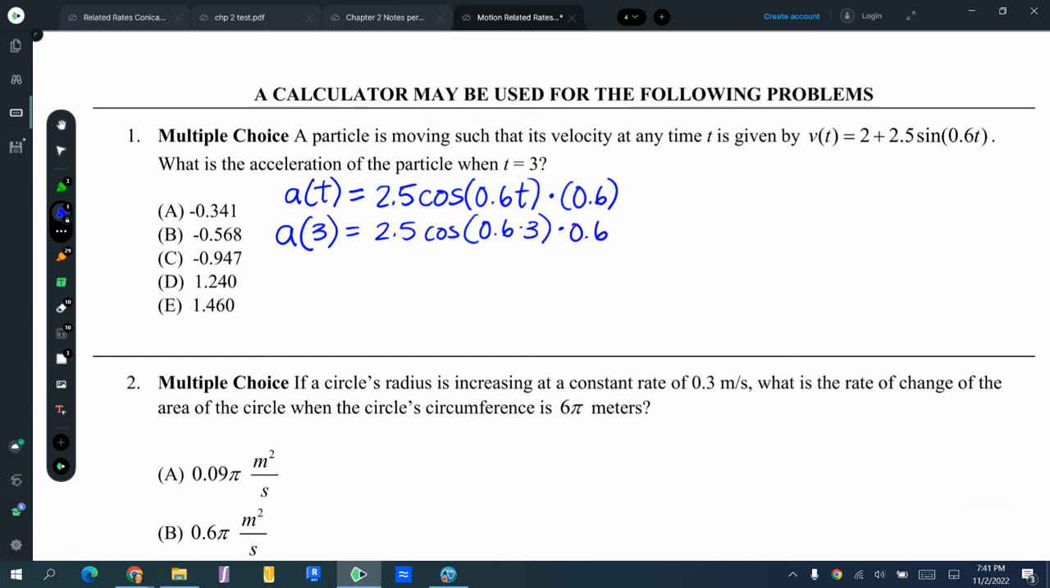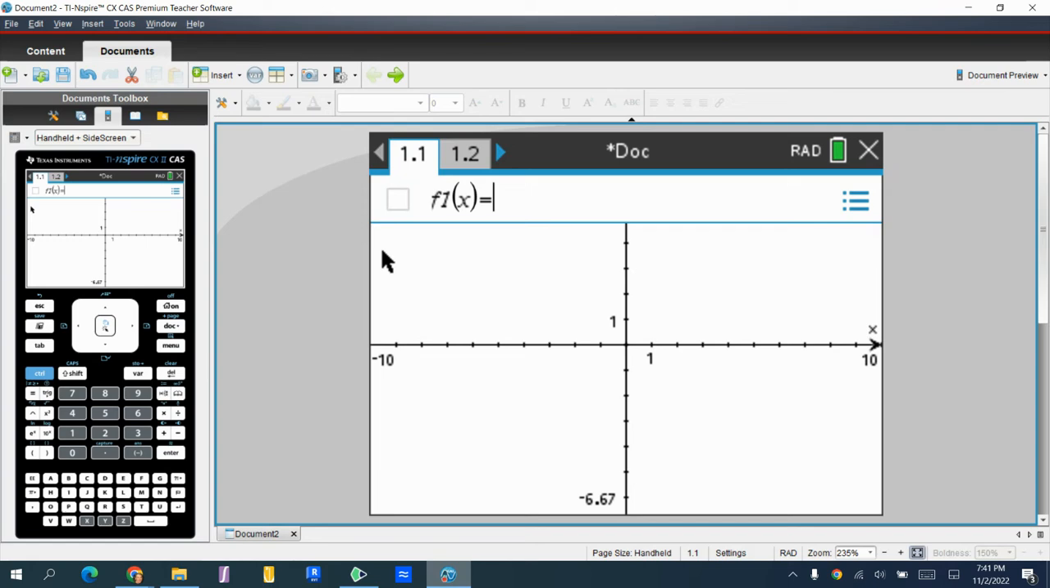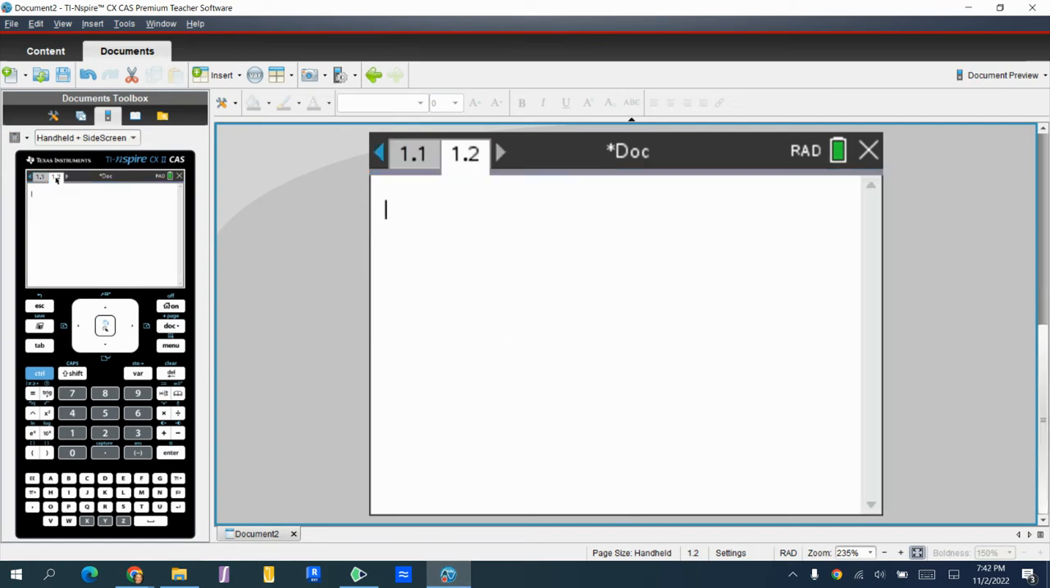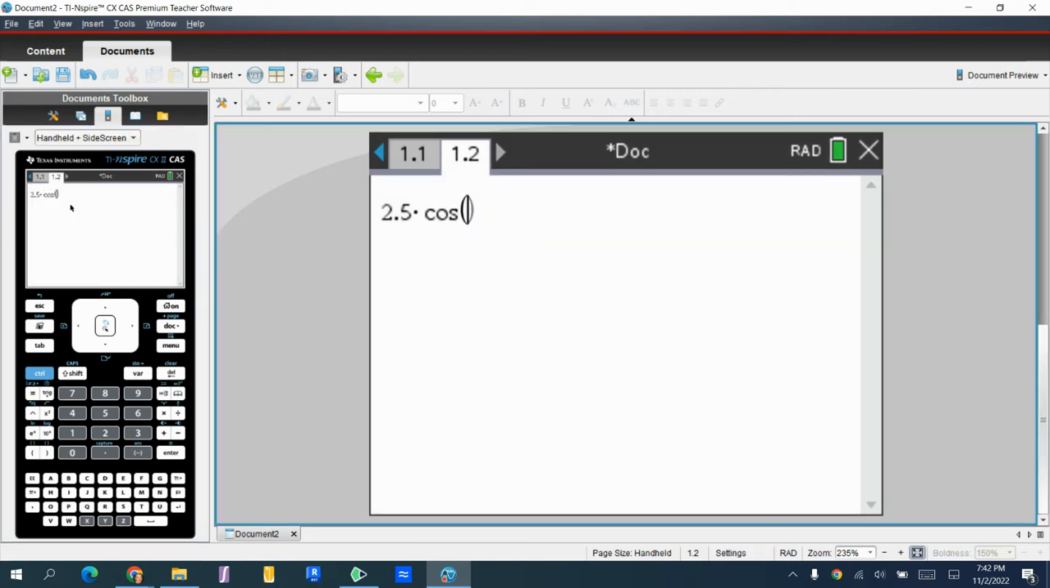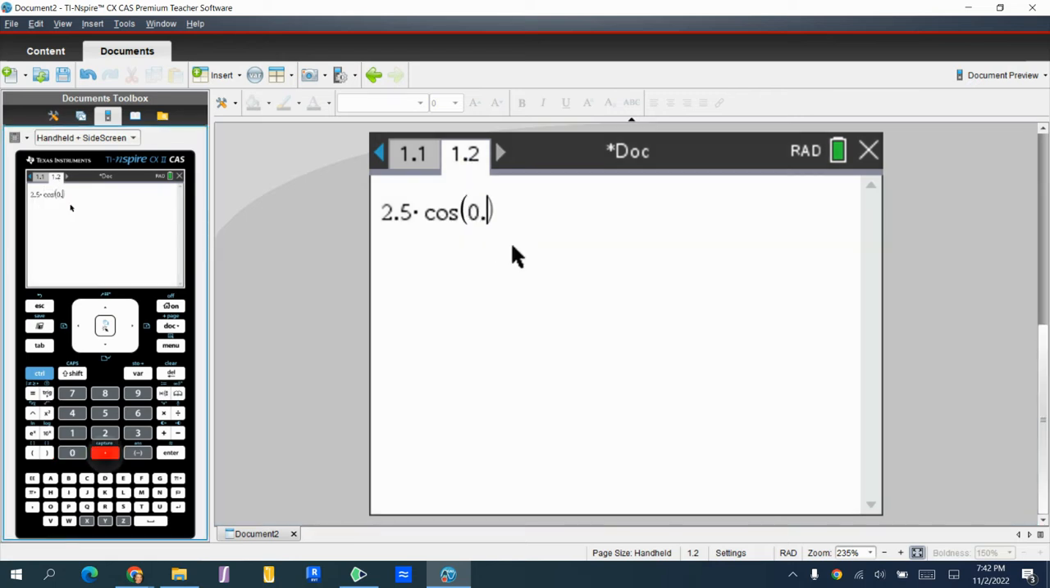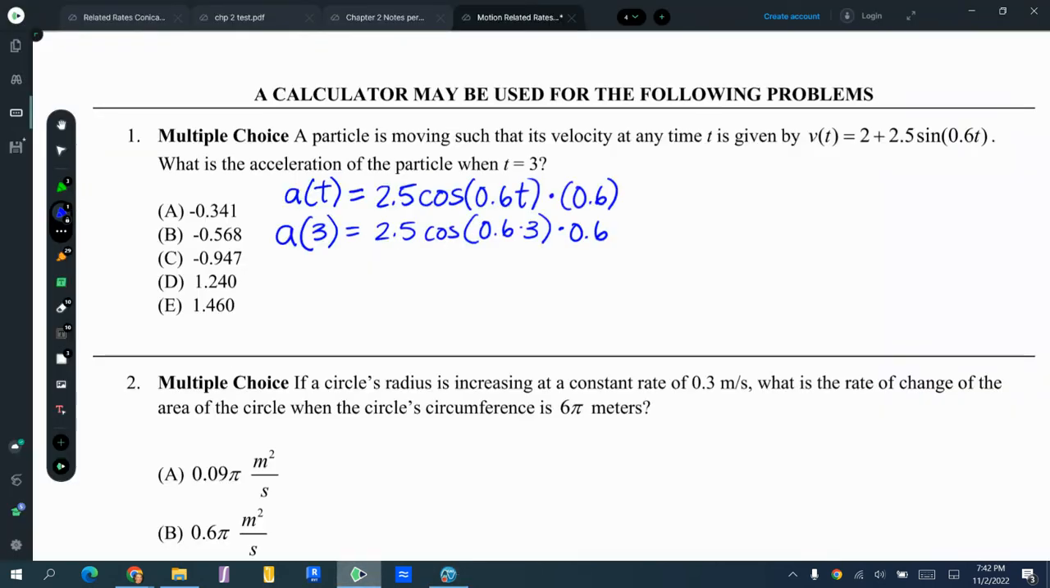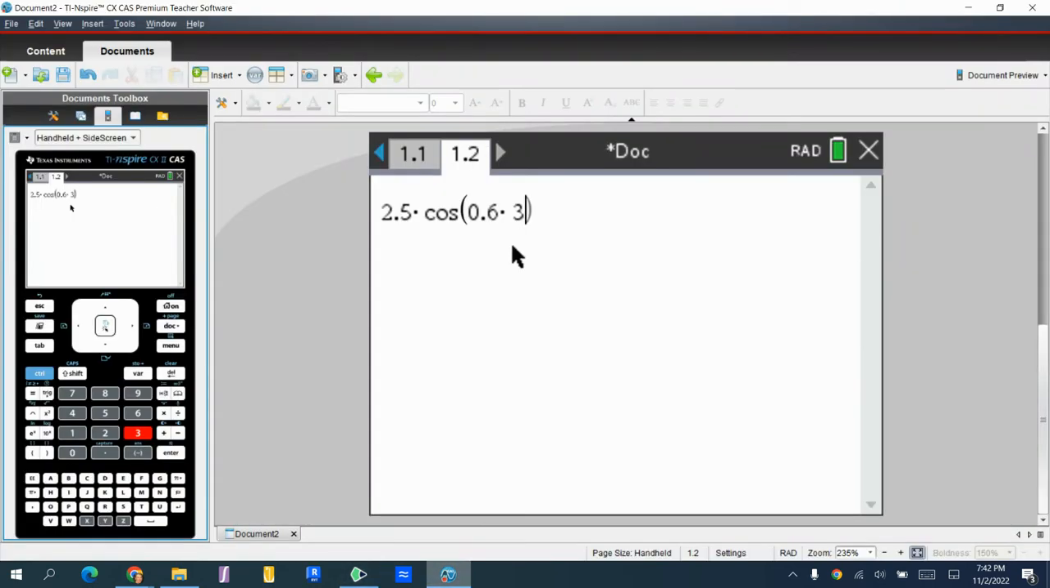All right, so my memory is really bad, but we're going to bounce back and forth now. So make sure you're in radian mode. So 2.5, let me go back over here to my calculator page. 2.5 times the cosine, I think it was 0.6 times 3, and then times 0.6 on the outside. And you're going to round to 3 decimal places, so negative 0.341.